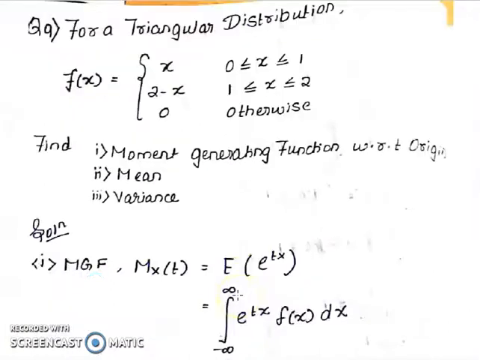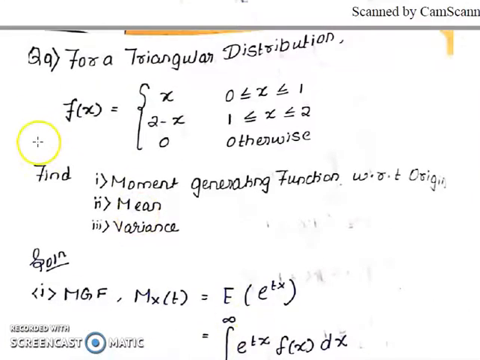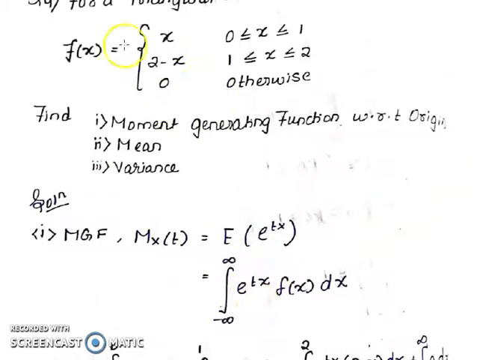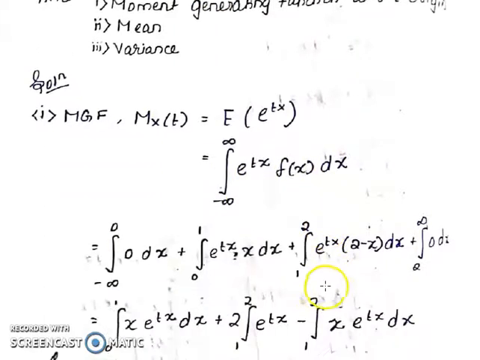Now another one. For a triangular distribution, f of x equals x from 0 to 1, 2 minus x from 1 to 2, otherwise it is 0. Find the moment generating function with respect to origin, and also find the mean and the variance. So this is a very important question. The moment generating function formula is E of e power tx, the integral from minus infinity to plus infinity. This is the continuous case, so put the integral formula e power tx f of x dx.